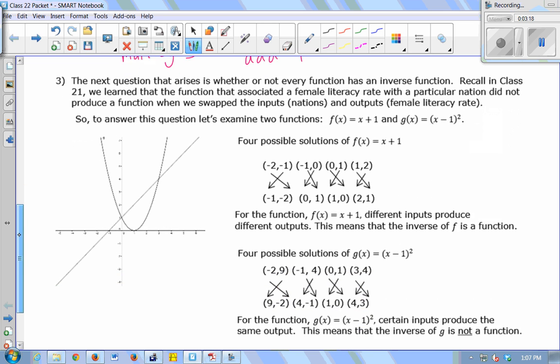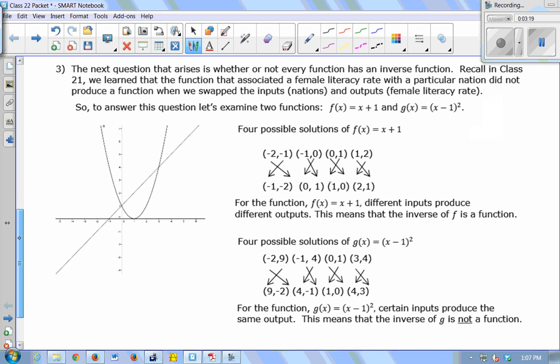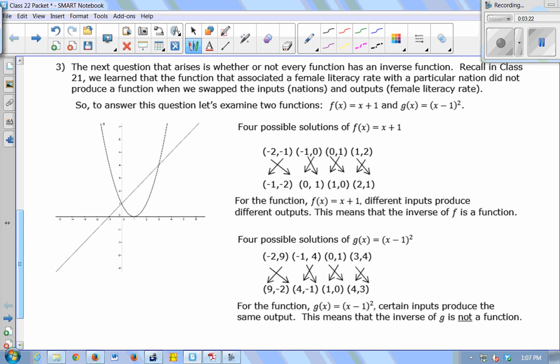So to answer this question about whether or not every function has an inverse, let's look at two functions: f of x is x plus 1, and g of x is x minus 1 squared. So here are 4 possible solutions for the f of x function. These are just 4 points that are on the line f of x equals x plus 1. Right? If I put in a negative 2 for x, I get negative 1 for y. Put in a negative 1 for x, I get 0 for y. So these are just 4 points on the graph of f.